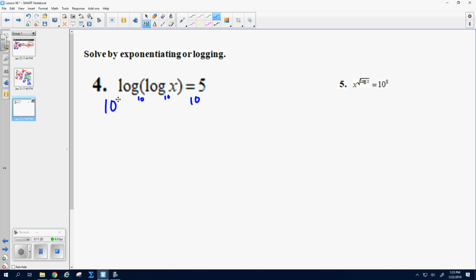Now, does this 10 that I just did cancel both logs? No, it only cancels the first log. So I still have log x equals 10 to the 5th.